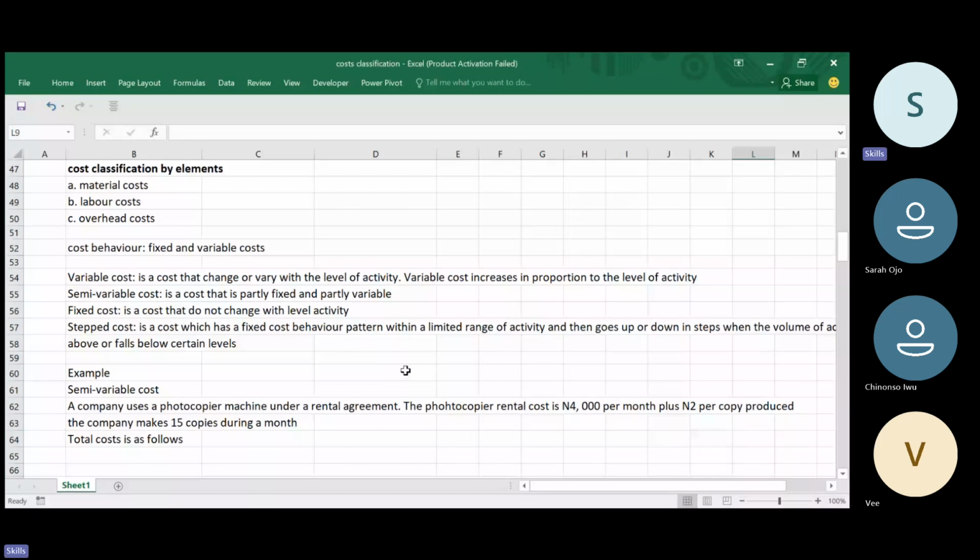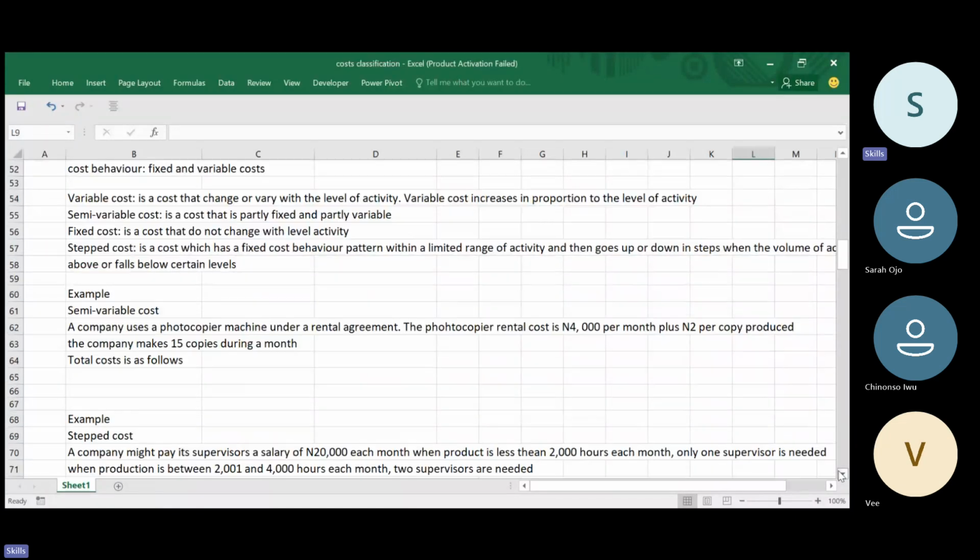So it has a movement pattern. At first, for some limited range, it is fixed. Then after that, when the volume goes up, it also goes up. When the volume comes down, it comes down. We have some examples here to give you.